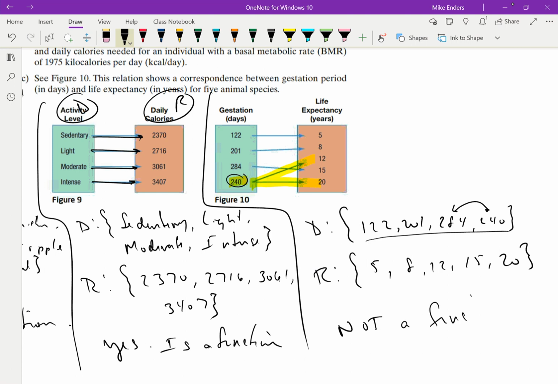It is still a relation. It is still a set of ordered pairs. It is still these things put together, and we can map these, okay, and that's fine. But this is just no longer a function.